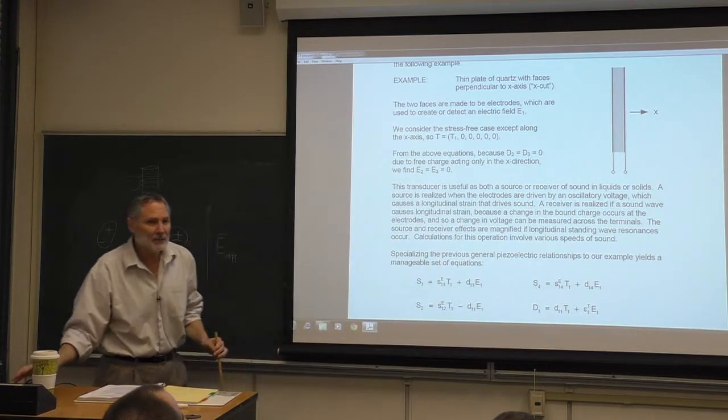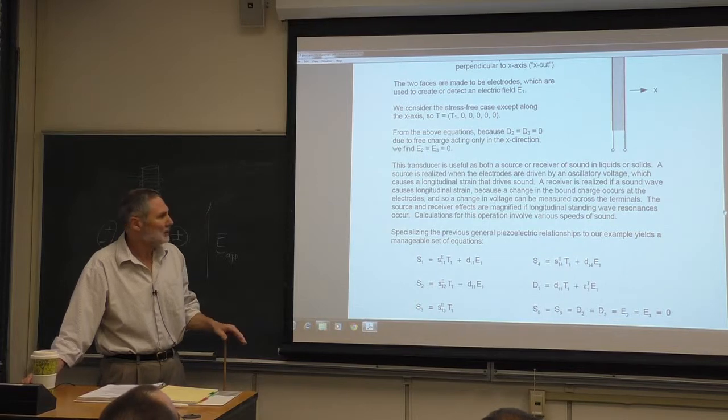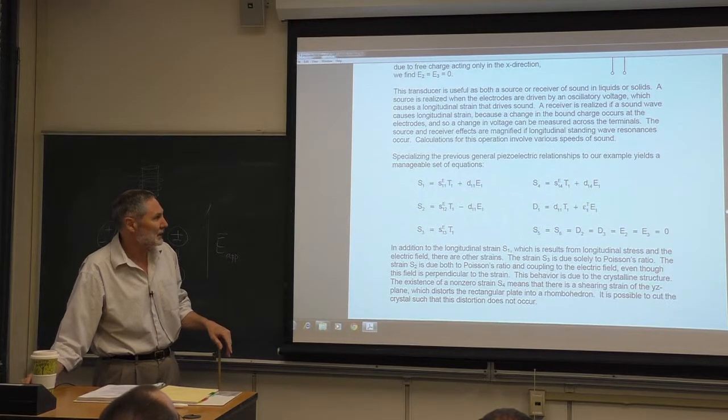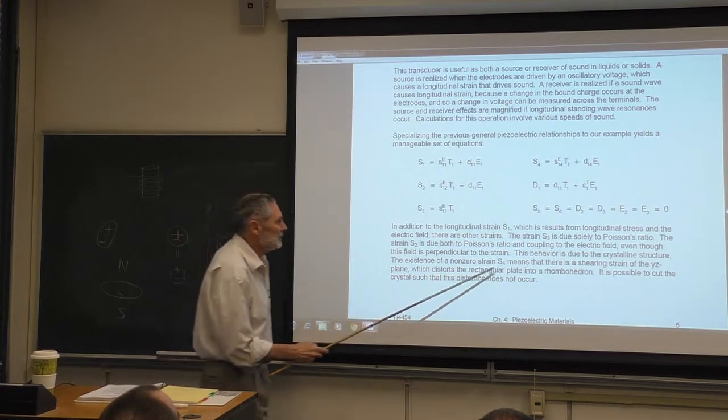Where did that come from? Well, it looks like symmetry would preclude it. Well, quartz is not that simple. We're not going to have to worry about that for piezoceramics, which is nice. But it's there, and it causes trouble. And clever people have found a way around it.